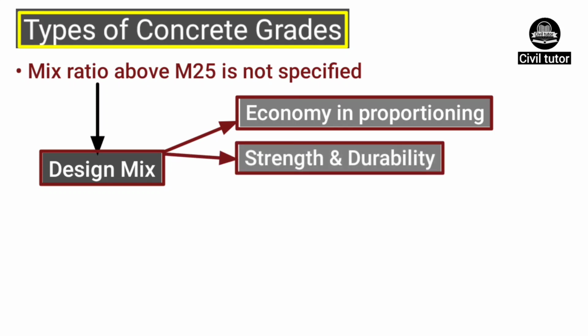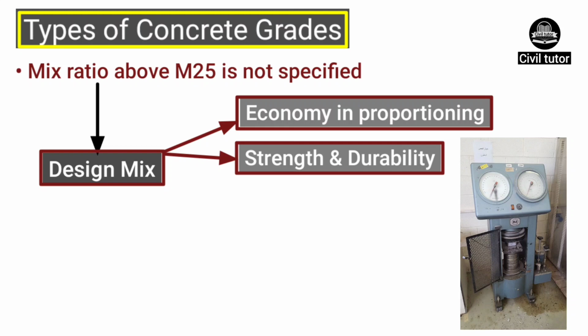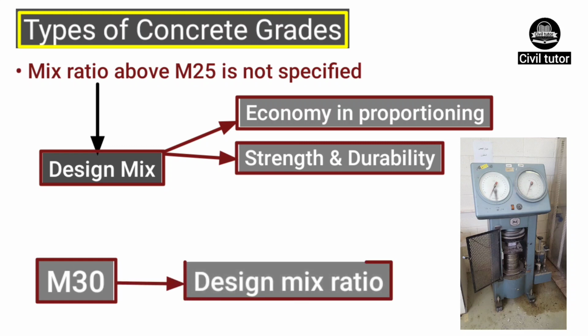The proportions resulting from the mix design are tested for their strength with the help of a compressive strength test on concrete cubes. For example, for M30 grade of concrete, we need to prepare a design mix ratio and make calculations after performing tests on cubes cast from this mix. If the result exceeds 30 Newton per mm square, then we can adopt such a ratio.